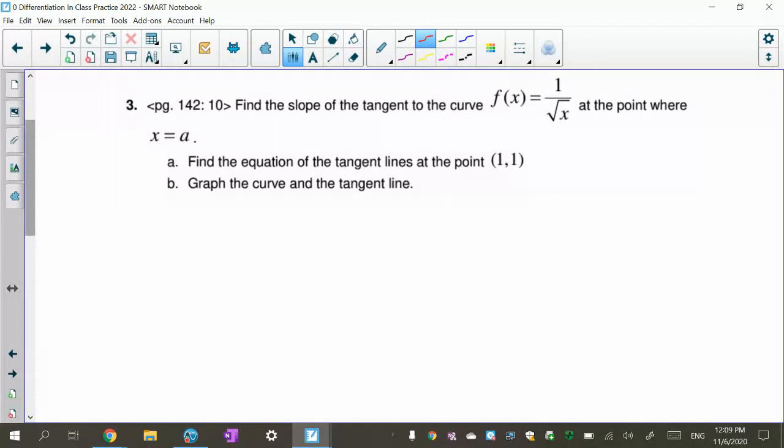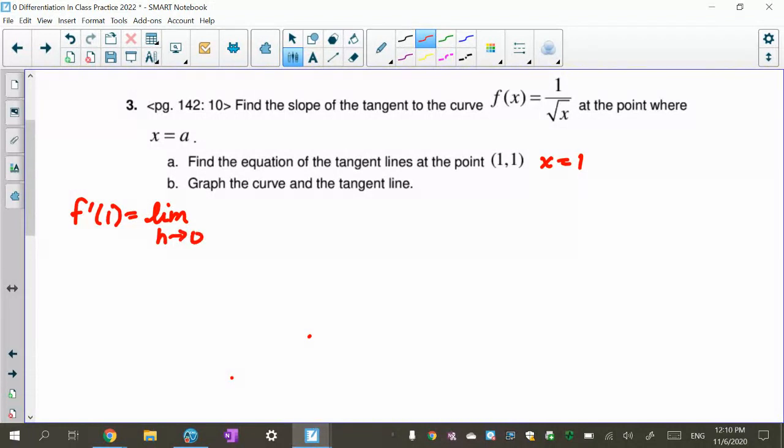Now this one says, find the slope of the tangent line to the curve at the point where x equals a. And then it says, find the equation of the tangent line at the point (1, 1). Personally, I would just find it when x equals 1. So you're actually going to use x equals 1 right in the formula right off the bat so that you're not doing more work than you need to, because after they said that, they said graph the curve and the tangent line. So we're going to do what we did on the last one. I'm going to do f prime of 1, because that's what they ask us to. They didn't ask us for anything else. It's the limit as h approaches 0.